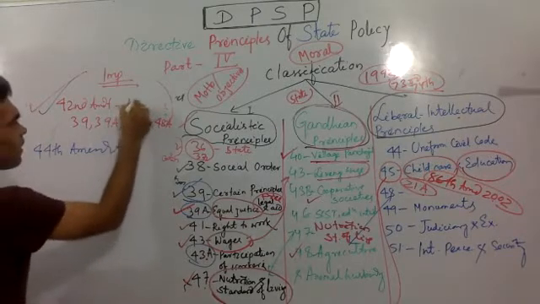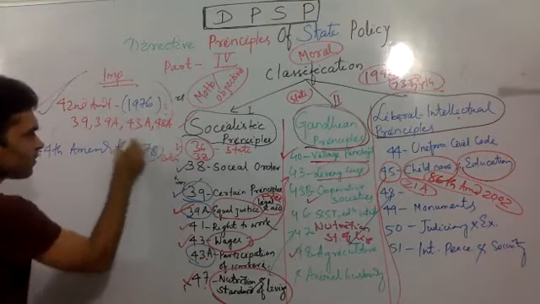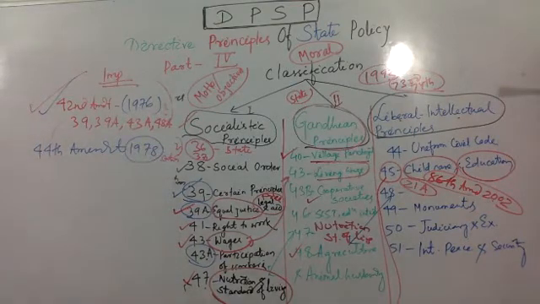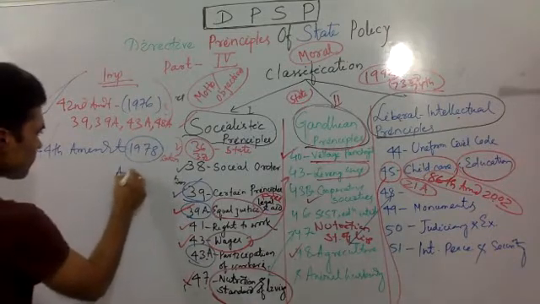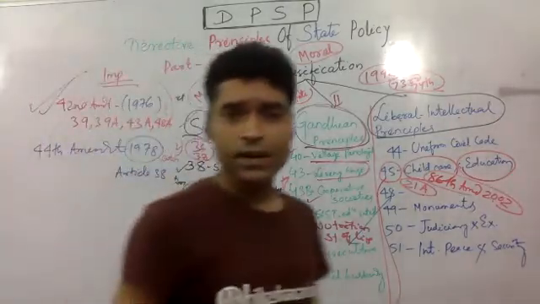The 42nd Amendment was in 1976, and the 44th in 1978. You have to remember this. This is your Article 38. Article 38 was added. I hope this is clear.